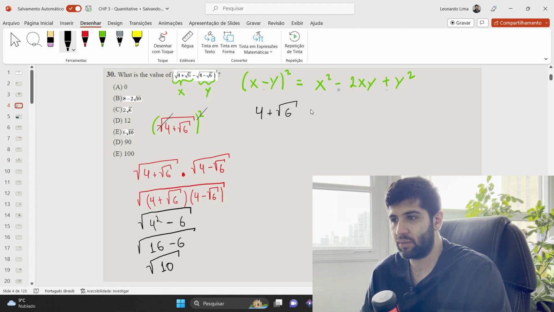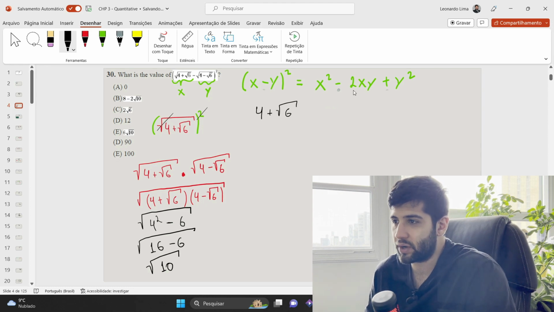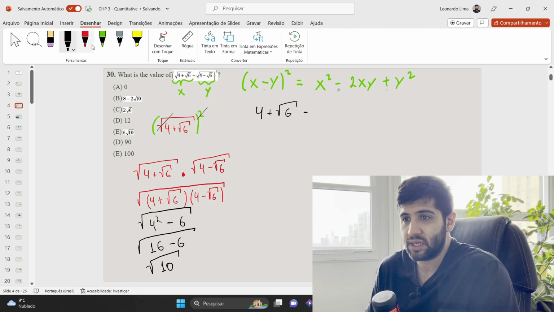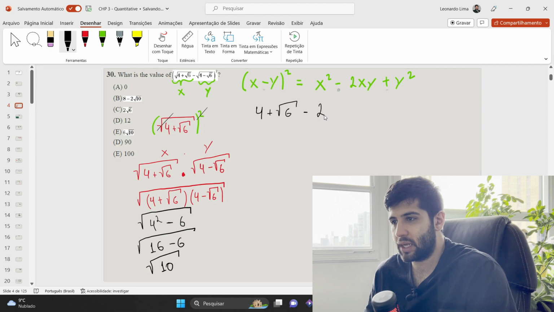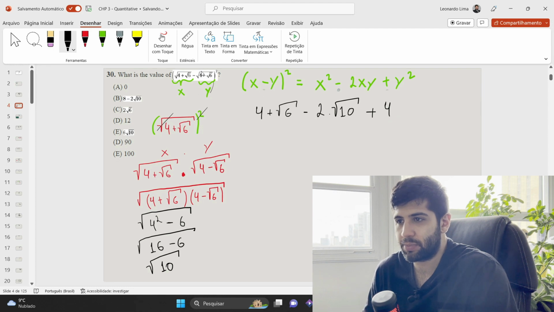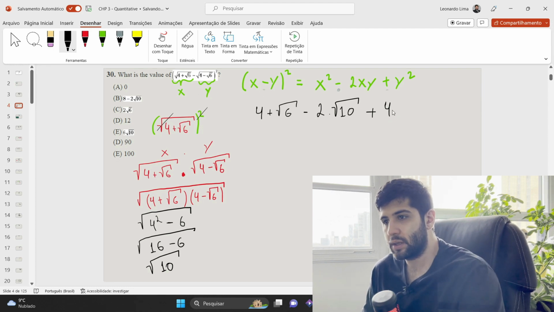And here I can replace. But don't forget that I have 2 here, multiplying everything. This is just x times y. I'm going to substitute it back here. It's going to be 2 times the square root of 10, plus, what do I have here? It's 4. I'm going to substitute this part here. It's going to be 4 minus the square root of 6.